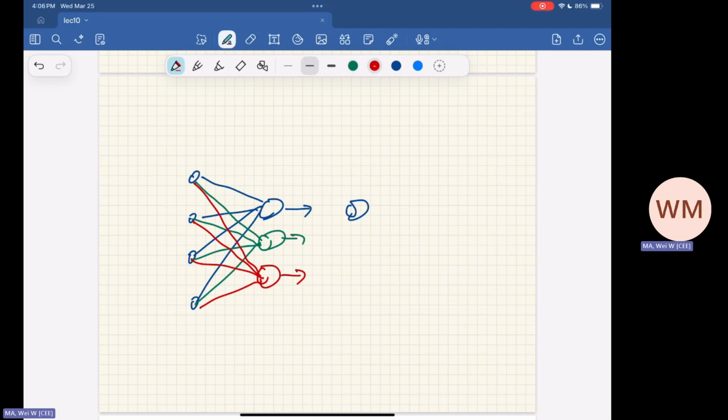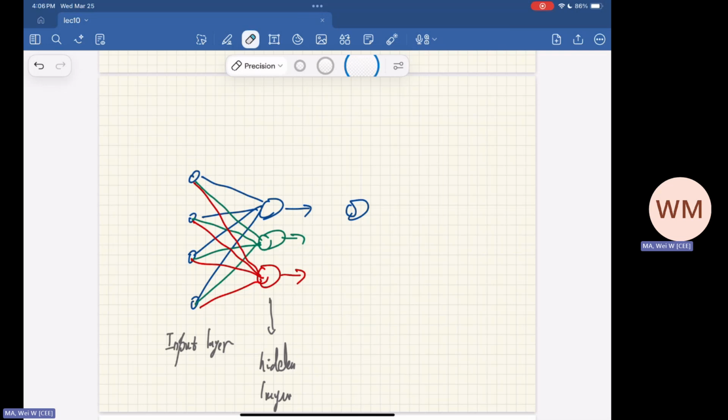Then I can treat these 3 outputs as the input of the next layer. So we call the first layer the input layer. And then you can have one hidden layer, and then you can have a second hidden layer. You can have another layer. So for this layer, for example, let's say we have 2 dimensions.